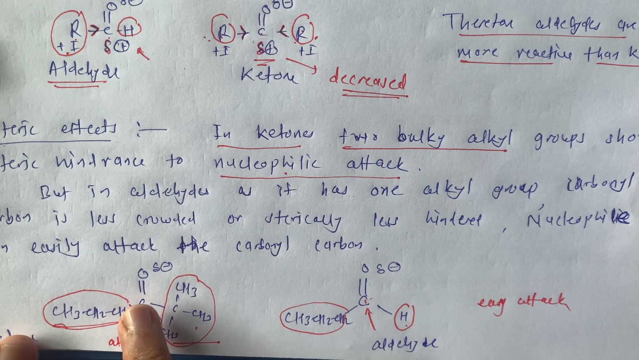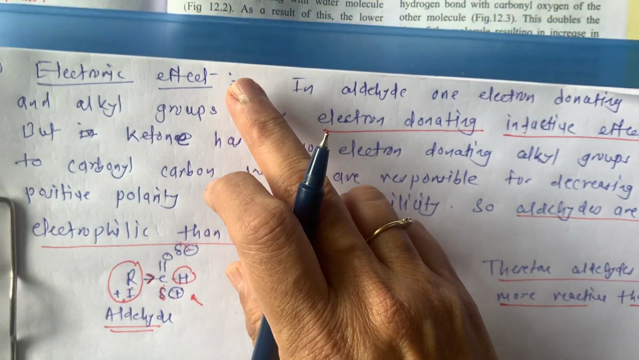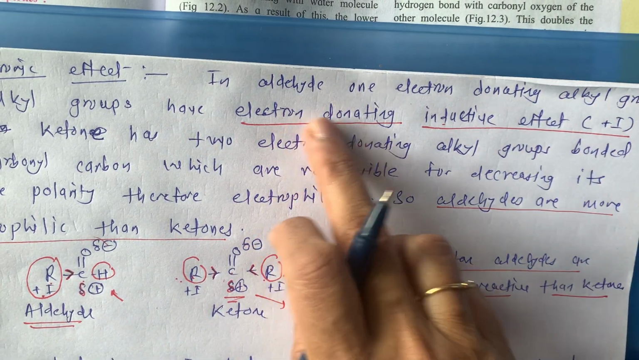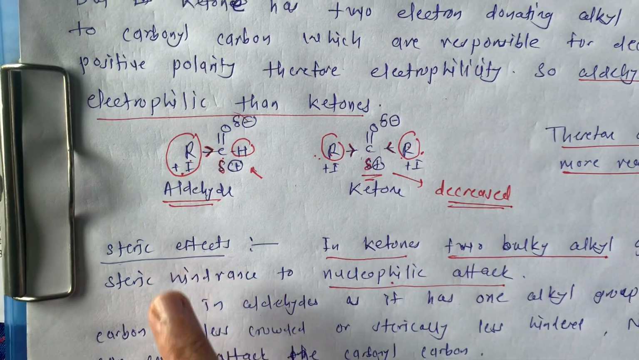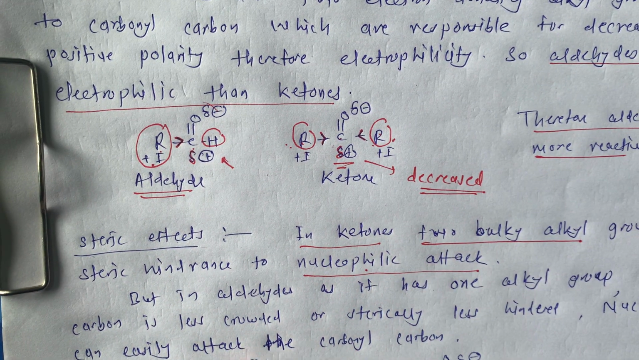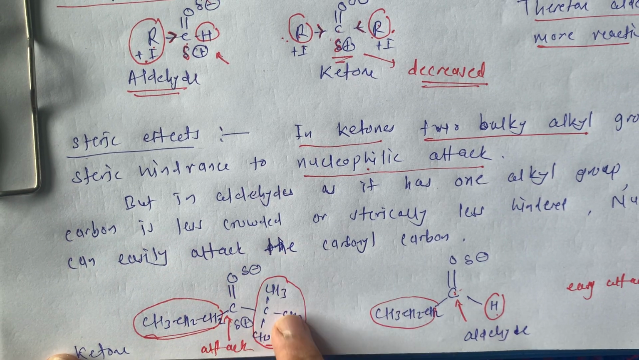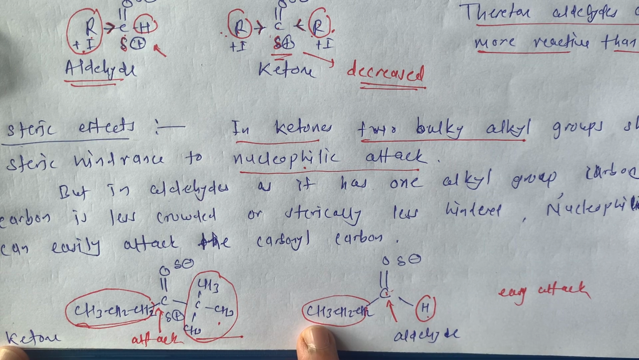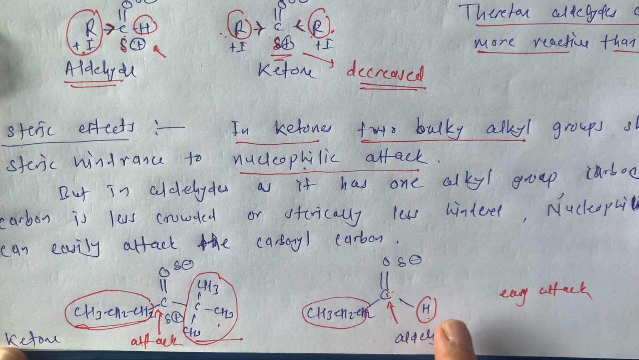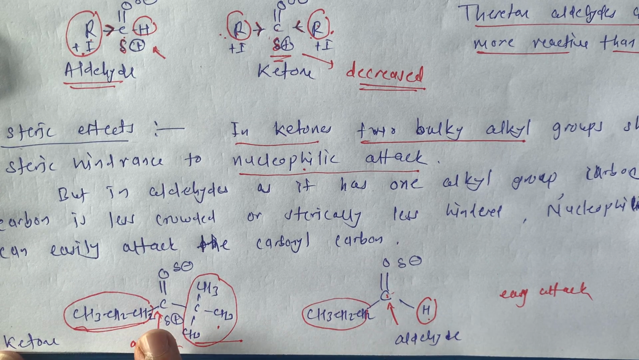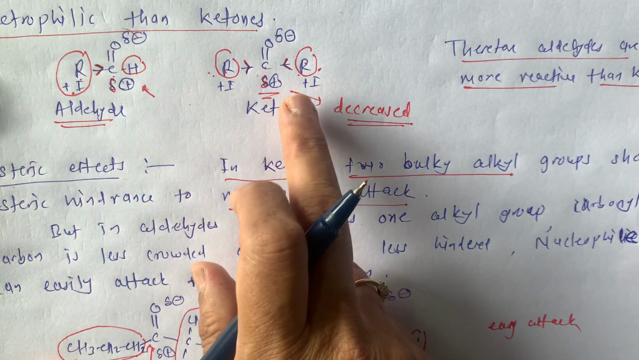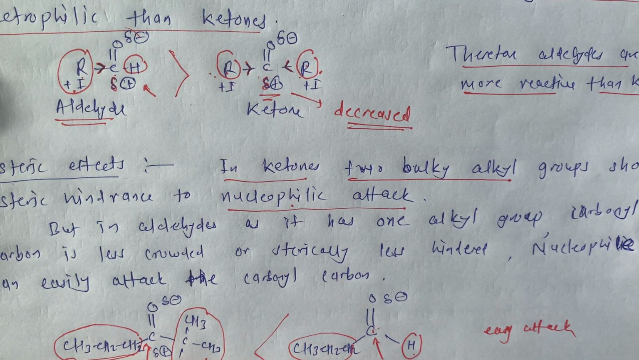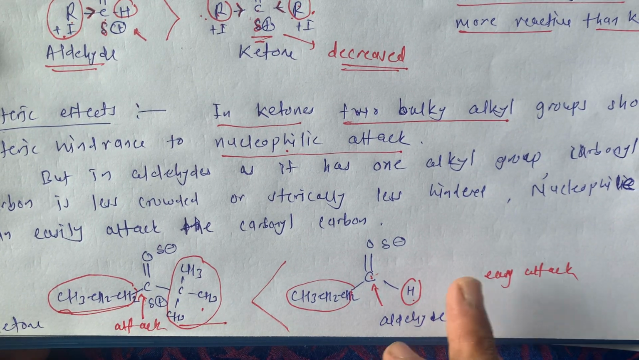Their reactivity is more than ketones due to these 2 reasons. First one is the electronic effect. We have to explain plus I effect, that is the electron donating inductive effect, and then the steric effect. As in ketones there is steric hindrance due to bulkier groups, and in aldehydes there is just one H and one alkyl group, so the steric hindrance is less, and that's why aldehydes are more reactive than ketones. Are you getting this thing?